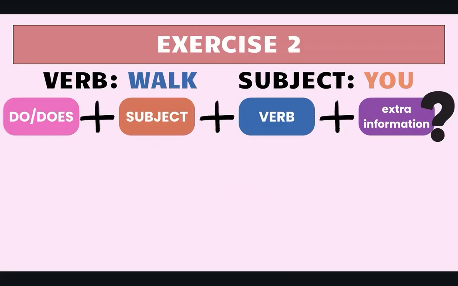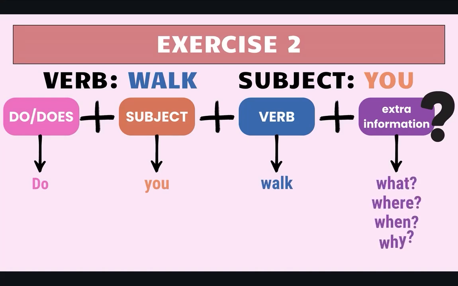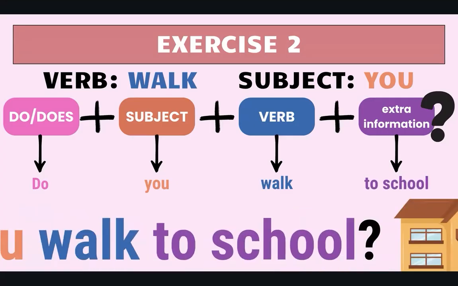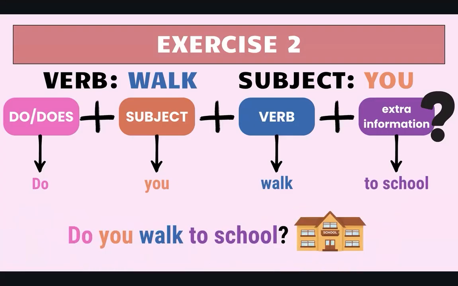Okay, so our subject is you. We're going to put that in first because we need to use that to decide do or does. You is not third person singular, so we're going to use do. Our verb is walk, and then the teacher wants to know if we walk to school. So that's going to be our extra information. Our question is, do you walk to school? Always add your question mark at the end.